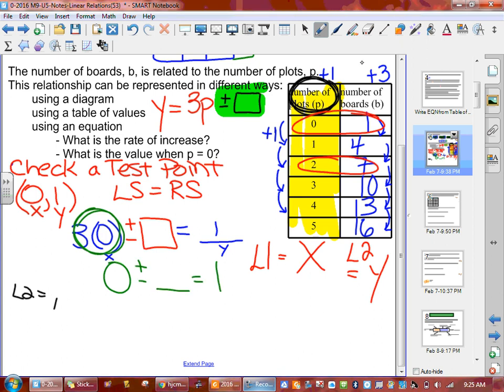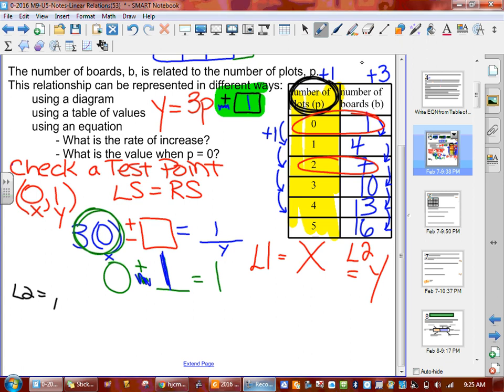Do I add or subtract it? You add it. So then I know this is a 1, and I can cross off the subtract sign. I don't need that subtract sign anymore. I just need the positive 1. So now I go up to my equation, and I say, okay, we figured out we needed only a plus 1, but we have to check one more test point to make sure it works. So you always have to check a second test point.